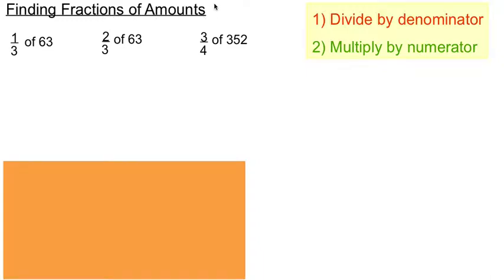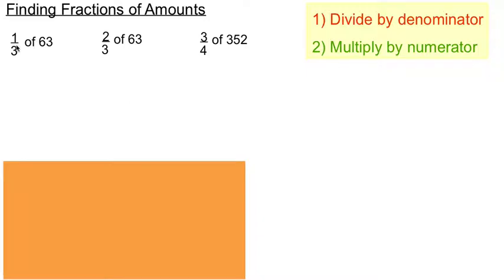Fractions of amounts. Now, the two steps required for finding fractions of amounts are here. Step 1, divide by the denominator. The denominator is the number in the bottom. Step 2, multiply by the numerator. That's the number in the top of the fraction.